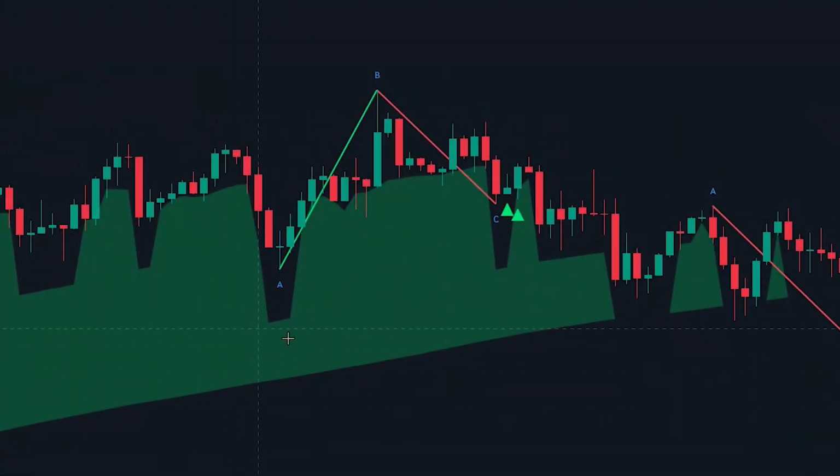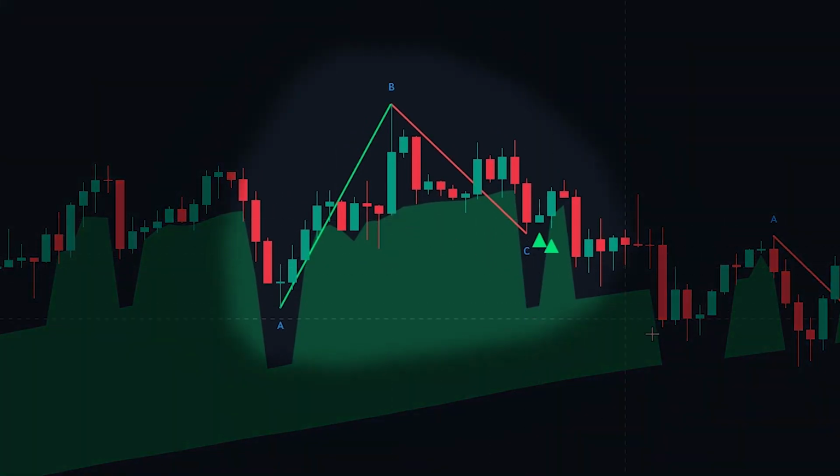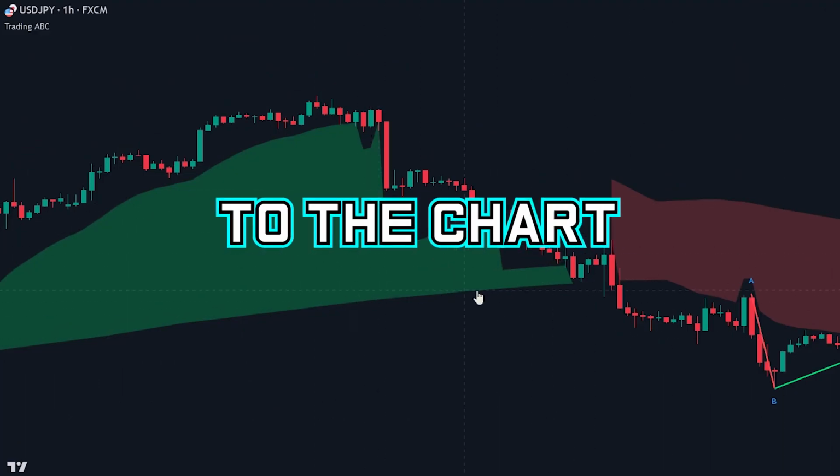The strategy already provides great signals, however, we can still see that false signals are provided, especially when the short-term trend is not aligned with the longer-term trend. In order to solve this problem, let's add an extra indicator to the chart.